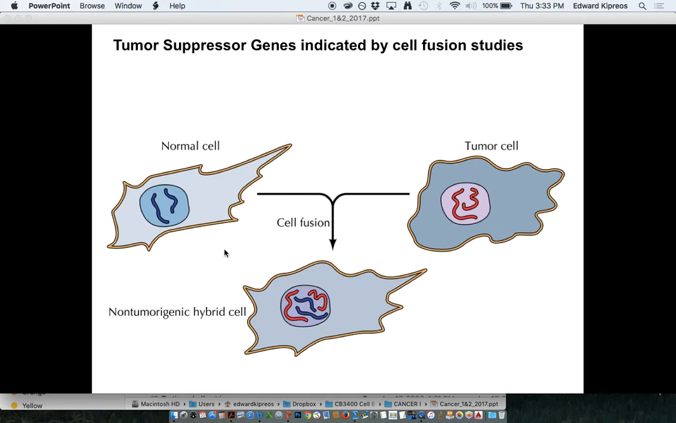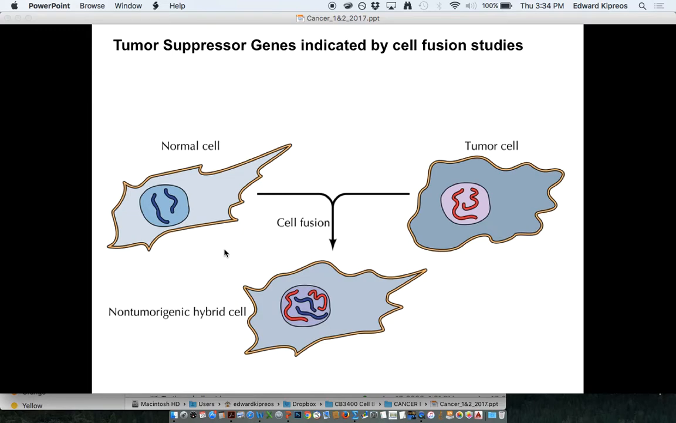All right, so the idea behind tumor suppressor genes came from cell fusion studies. If you take a normal cell, it's not cancerous, and you take a tumor cell, and then you fuse them together, then you end up with a hybrid, but that cell is not cancerous generally. Which is surprising because oncogenes act dominantly. So you would think that the tumor cell probably has multiple oncogenes activated, and then when you mix it with a normal cell, well, it should produce a cancer. But in fact, they're generally not cancerous.